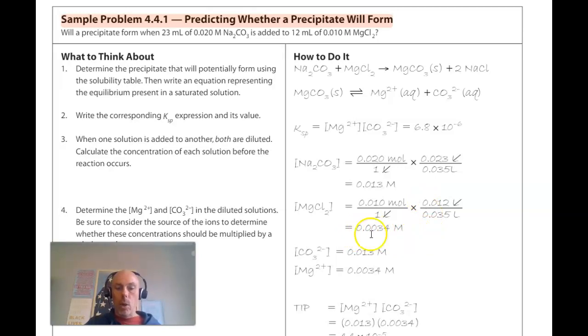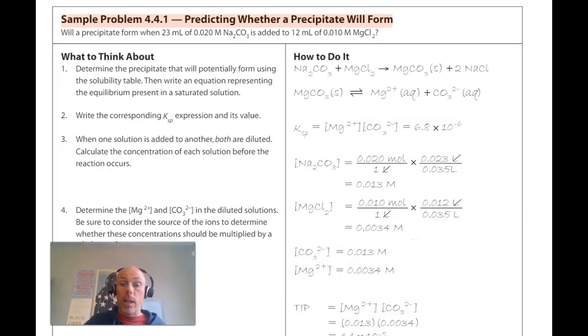Meanwhile, because there's only one of each of those ions in those two ionic compounds, there's one carbonate in sodium carbonate, and one magnesium ion in magnesium chloride, so their concentrations will be the concentration of the solute calculated above. So these values could be thought of as their initial concentrations, kind of like a Q, except that for solubility equilibrium, we refer to it as TIP, or trial ion product.